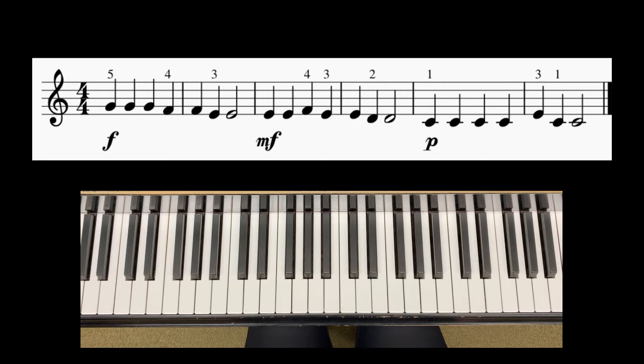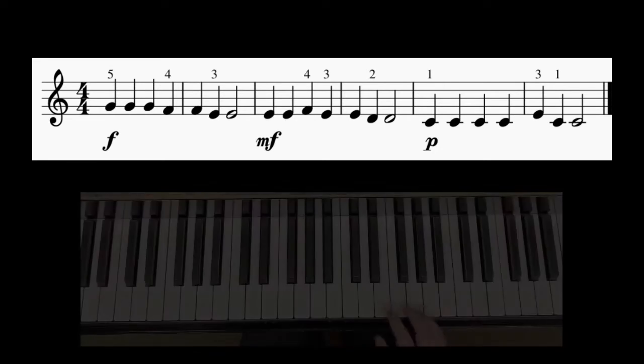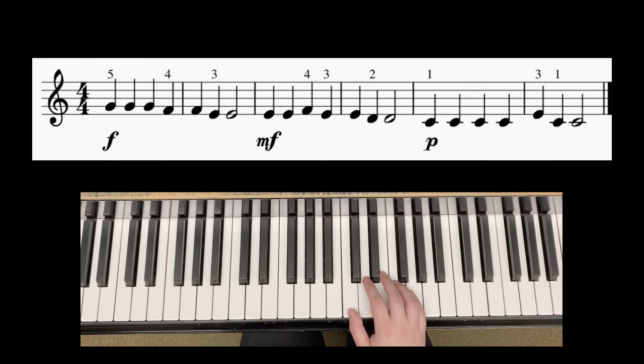Let's play it together twice. 1, 2, ready, and 1, 2, 3, 4, 1, 2, 3, 4, and quiet. 1, 2, 3, 4, 1, 2, 3, 4. And again, 1, 2, ready, and 1.